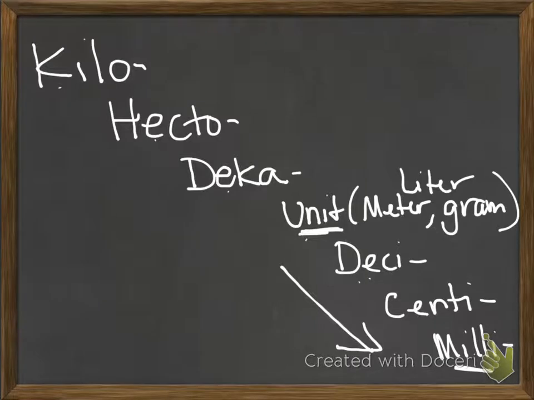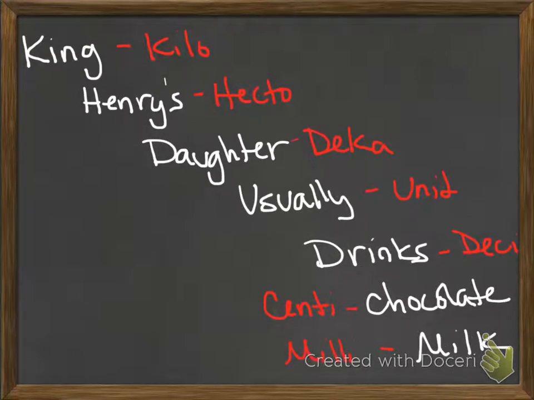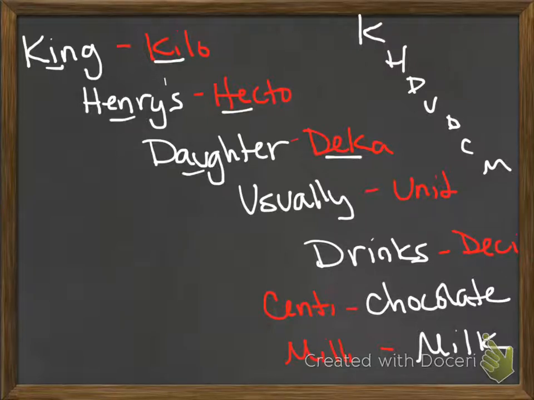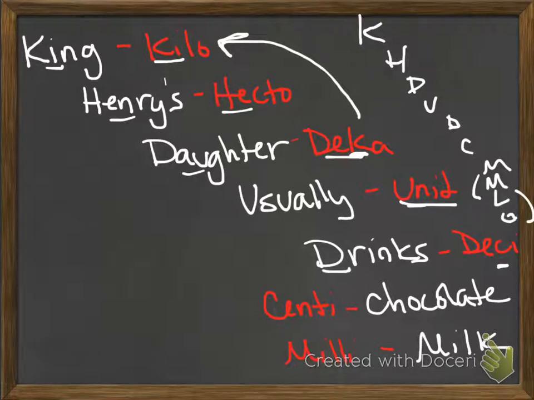In order to remember this stair step, we use a phrase called King Henry's daughter usually drinks chocolate milk. I like to abbreviate it, and I always write it out when I'm doing my conversions. King stands for kilo, Henry for hecto, daughter for deca. The way we know deca versus deci is that deca is the closest to the K in kilo. Then we say usually for units, so remember that's going to be meters, liters, or grams. Drinks is for deci, and we remember that's deci with a C because it's next to centi. Chocolate stands for centi, and milk stands for milli. So if we remember King Henry's daughter usually drinks chocolate milk, then we'll know how to move up and down the stair step of the metric system.